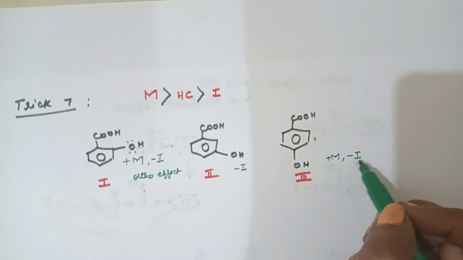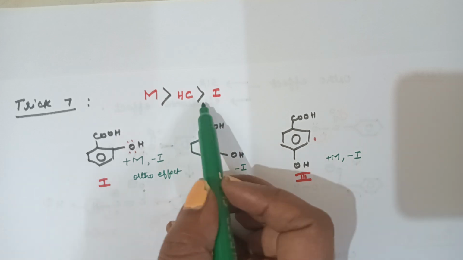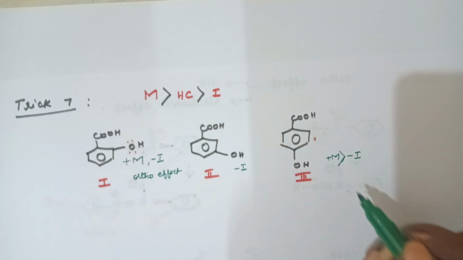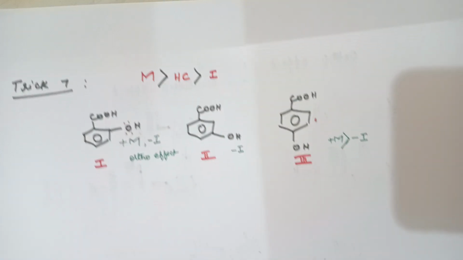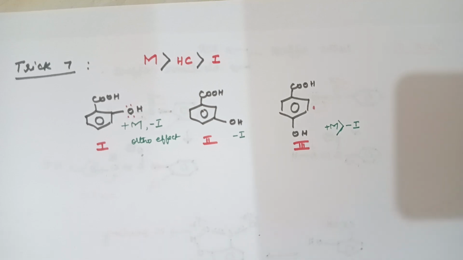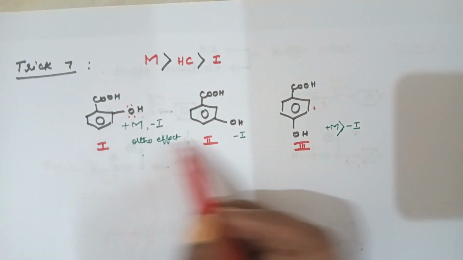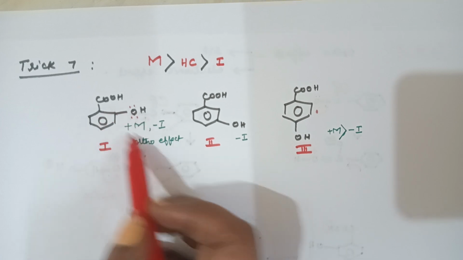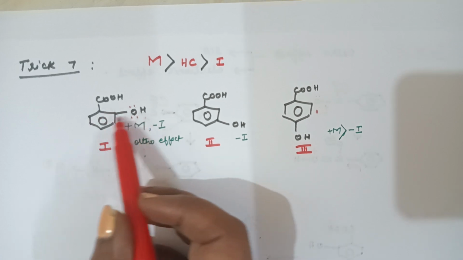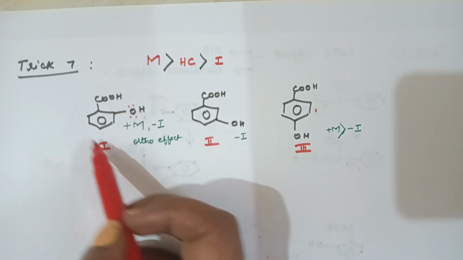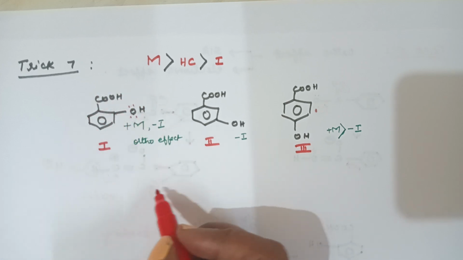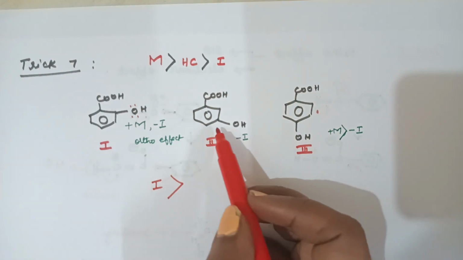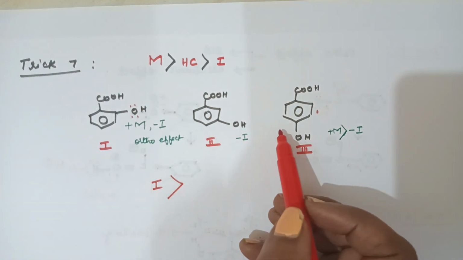So when two effects are there, you have to give more preference to the mesomeric effect. So coming to the stability order, which is more stable? Here, ortho effect, if it is there, it will be more stable. Whenever a group is present at the ortho position, that will be more acidic in nature. In this we have to see which is more acidic in nature.